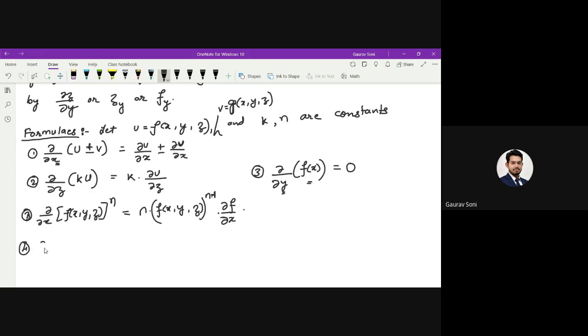Fourth one, with respect to z of tan f of x, y, z. Sir, sec square f of x, y, z, times delta f upon delta z. Fine, it's correct.